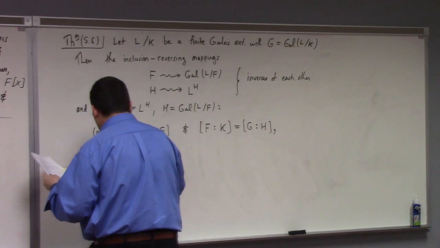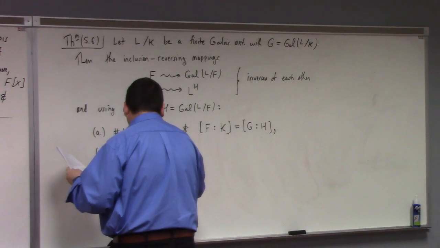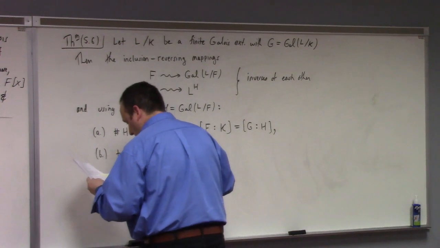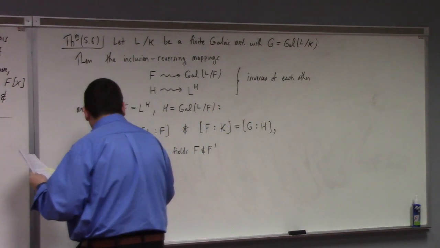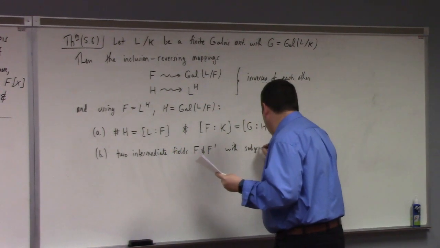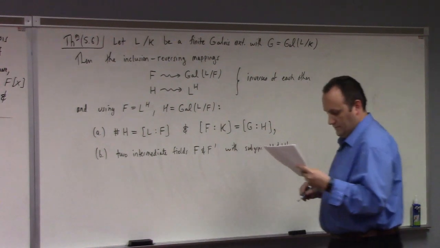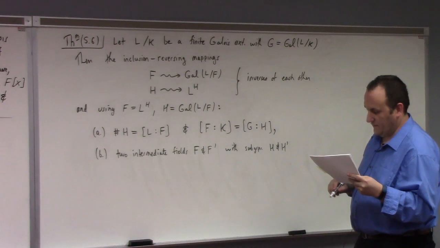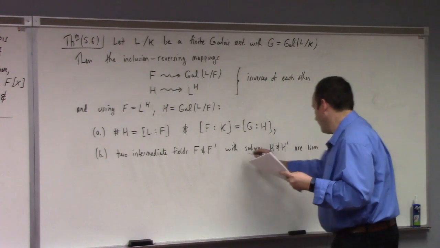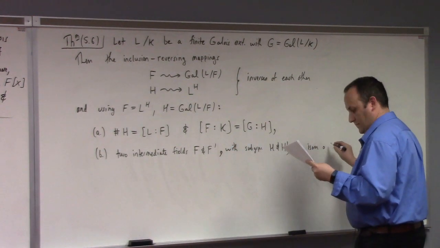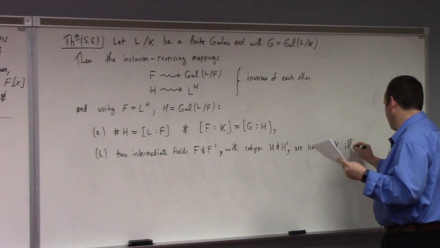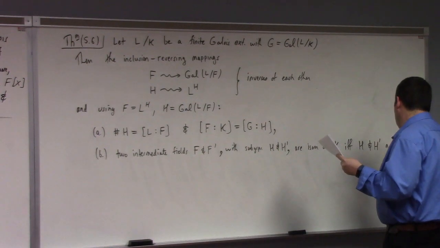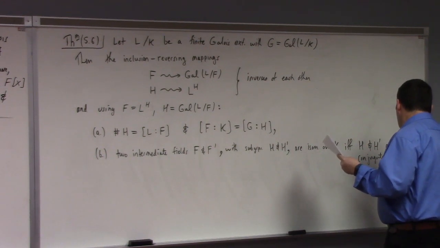And B, two intermediate fields F and F prime with subgroups H and H prime are isomorphic over K if and only if H and H prime are conjugate subgroups of G.